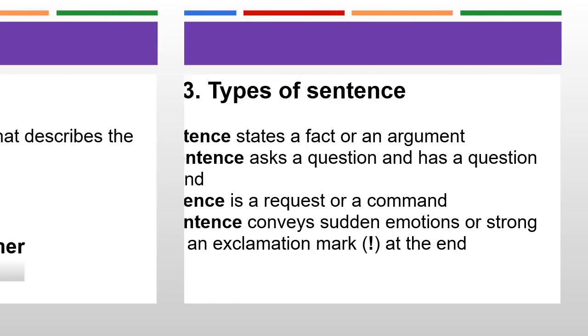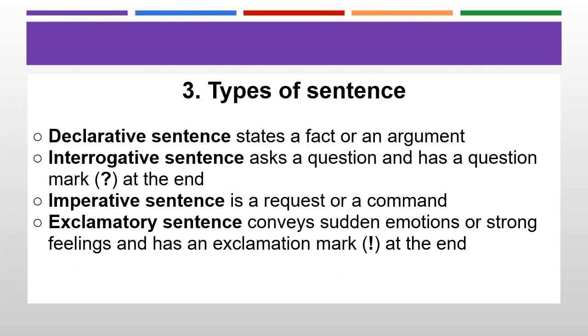On the basis of the nature of the statement, a sentence is divided into four types. A declarative sentence only states a fact or an argument, but the interrogative sentence asks a question and has a question mark at the end of the sentence. And if a sentence makes a polite request or command, it's the imperative sentence. However, if a sentence conveys certain emotions or strong feelings, it is an exclamatory sentence and it usually ends with an exclamation mark.